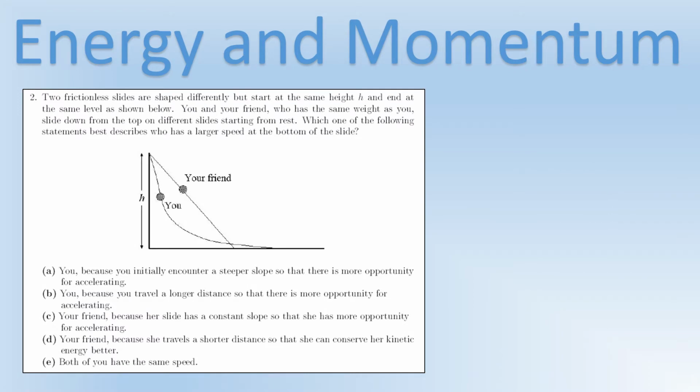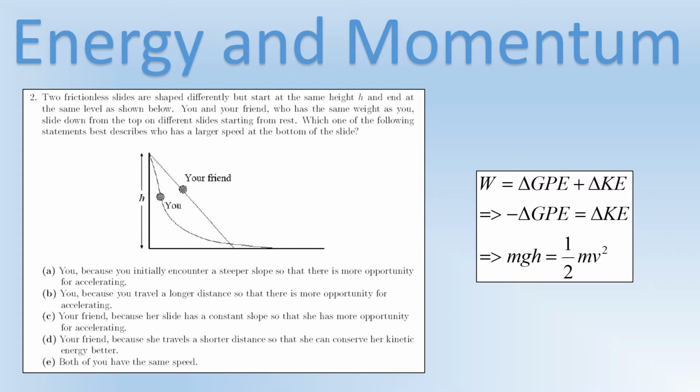Okay, so question 2, we've got 2 frictionless slides shaped differently but with the same start height, and they finish at the same level as well. You and a friend have the same weight force, slide down from the top, but we've gone on different shaped slides. Which statement best describes who has a larger speed at the bottom of the slide? So pause the video and select your answer, then we'll take a look at it.